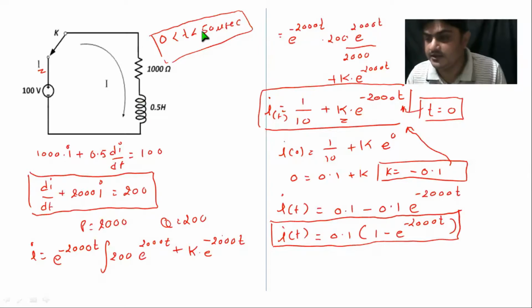But within 50 microsecond, if you put the value of t equal to 50 microsecond over here and calculate, you will not get 0.1 ampere. It means that I am not actually attaining a steady state. Anyway, that we will discuss slightly later on.